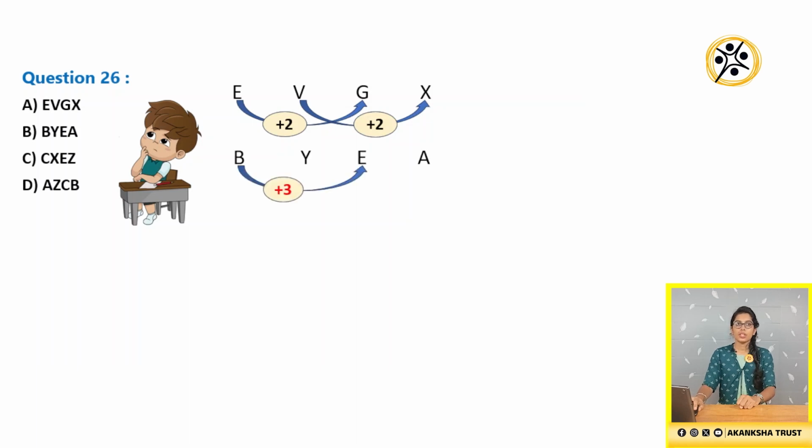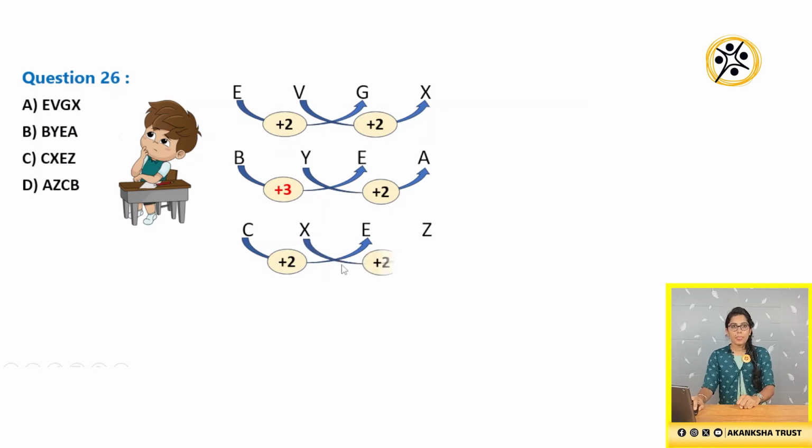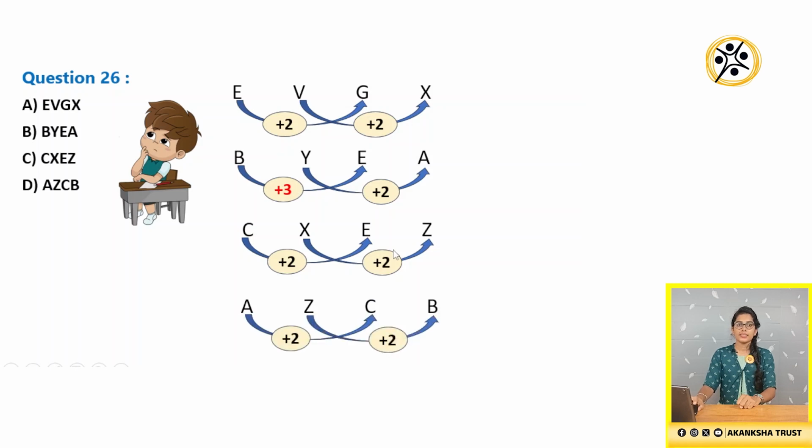And in the case of the second option, the position of the first letter plus 3 gives the position of the third letter, and the position of the second letter plus 2 gives the position of the fourth letter. So here you can see that somewhere there is some flaw, right? It is plus 3 and not plus 2. Okay, let's look into other options and confirm our answer. In the third option, C plus 2 is E, X plus 2 is Z. And in the fourth option, A plus 2 is C and Z plus 2 is B. So clearly, the second option is not following the consistent pattern and hence it is the odd one.